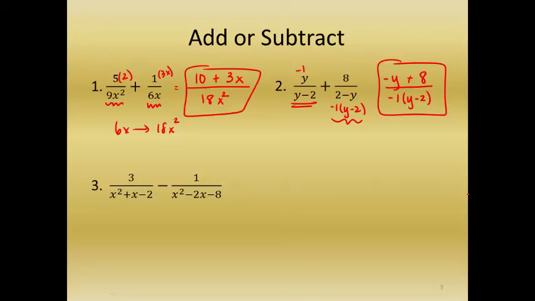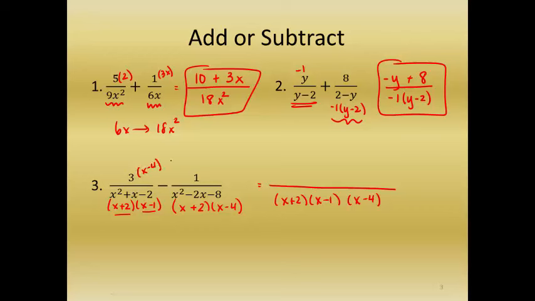We'll start by factoring the denominator so that we can determine the least common denominator. This factors to x plus 2 and x minus 1, and the second one factors to x plus 2 and x minus 4, which makes my least common denominator: I need an x plus 2, I need an x minus 1, and I need an x minus 4, and everything has been represented. The numerators need to be adjusted because the denominator of my first fraction only had these two pieces, so it needed to be multiplied by x minus 4. So that leaves me 3x minus 12.